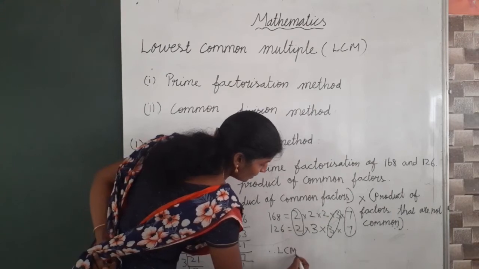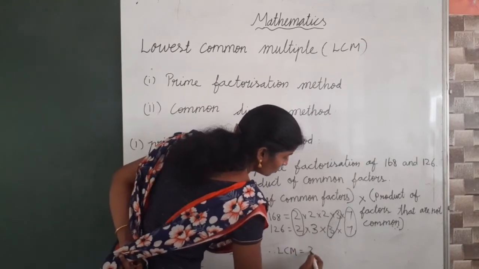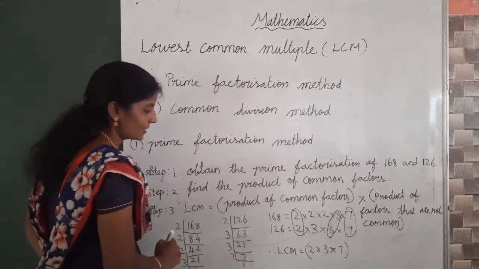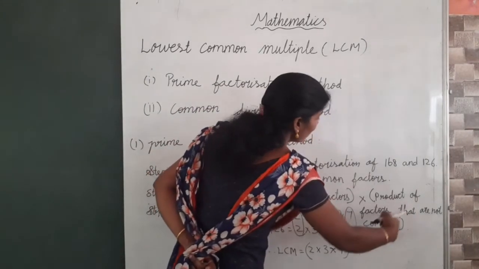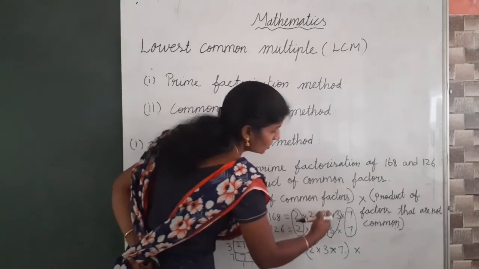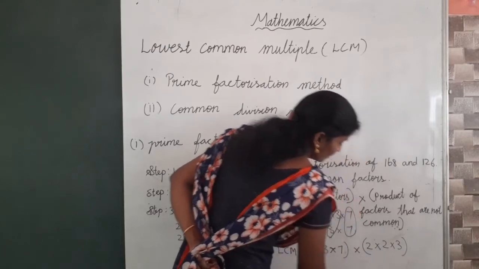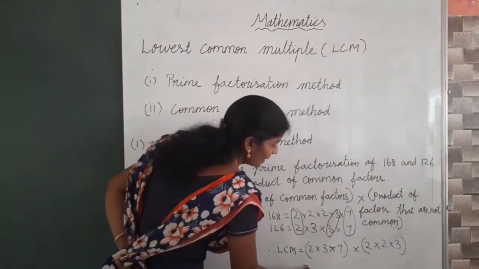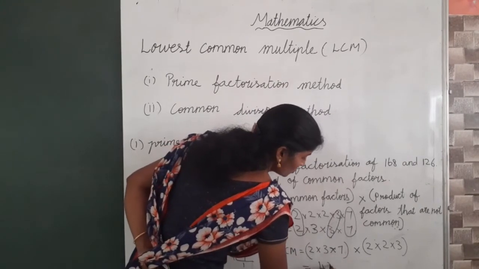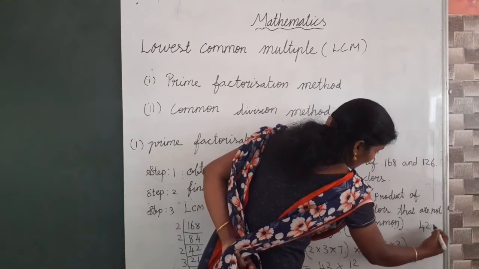Therefore LCM is equal to, first we find the product of common factors. What are the factors? 2 into 3 into 7. These are the common factors. Okay. Then into the product of factors that are not common. What are the not common factors? 2 into 2 into 3. Okay. Now we can multiply 2 into 3. 3 2s are 6. 6 7s are 42. Into 2 2s are 4. 4 3s are 12. Now 42 into 12.